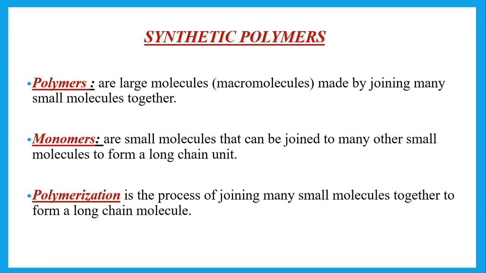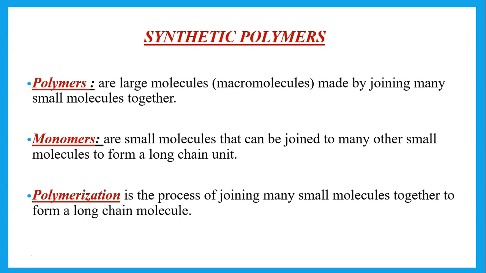Please do not use the word we are defining in our definition. So don't say polymers are made of a long chain of monomers. Don't say that, because you haven't told me what monomers mean. So polymers are large molecules made by joining many small molecules together. The monomers are the small molecules that are joined together with other small molecules to form a long chain.